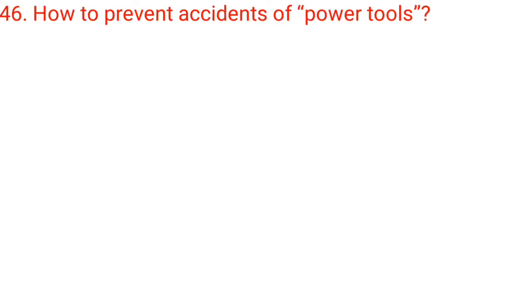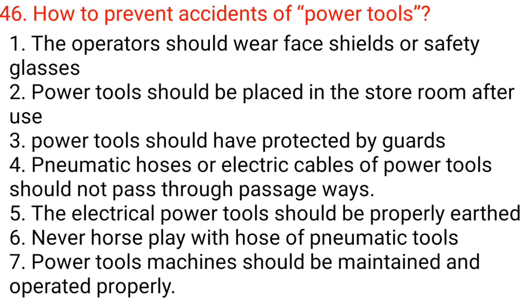46. How to prevent accidents with power tools? 1. The operators should wear face shields or safety glasses. 2. Power tools should be placed in the storeroom after use. 3. Power tools should be protected by guards. 4. Pneumatic hoses or electric cables of power tools should not pass through passageways.